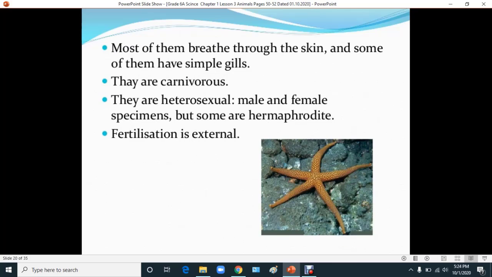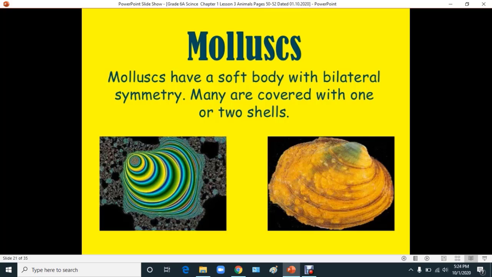So these animals, you can see how they have these structures, and the fertilization is external in these animals. Also, another class that we're talking about is the mollusks. They have a soft body, as you can see from the picture, with bilateral symmetry. Many are covered with one or two shells.